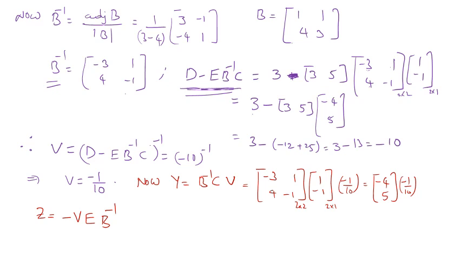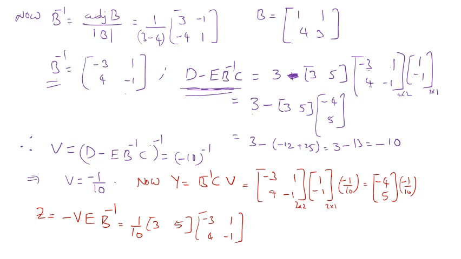Minus v e b inverse. Minus v means what? 1 by 10, minus multiplied by minus. Next one, what is e? Matrix e is 3, 5. And b inverse is what? Minus 3, 1, 4, minus 1.